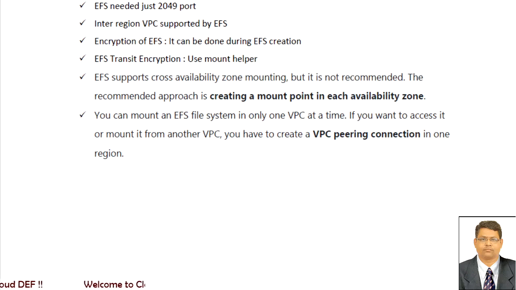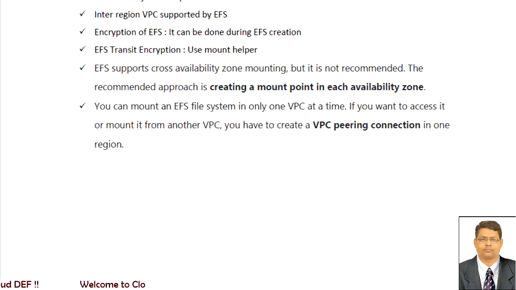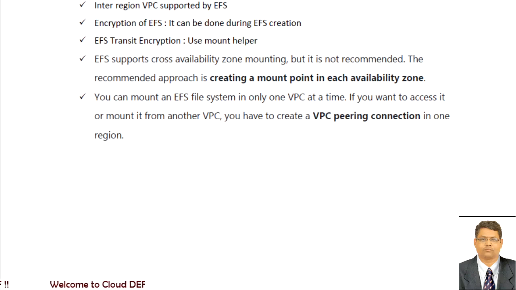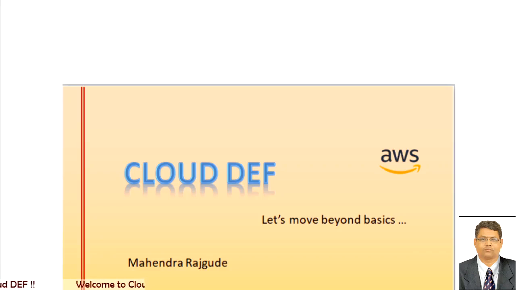For EFS transit encryption, use the mount helper. EFS supports cross-availability zone mounting, but it is not recommended. The recommended approach is creating a mount point in each availability zone. You can mount an EFS file system in only one VPC at a time. If you want to access it or mount it from another VPC, you have to create a VPC peering connection in one region. With this we reach the end of the session.